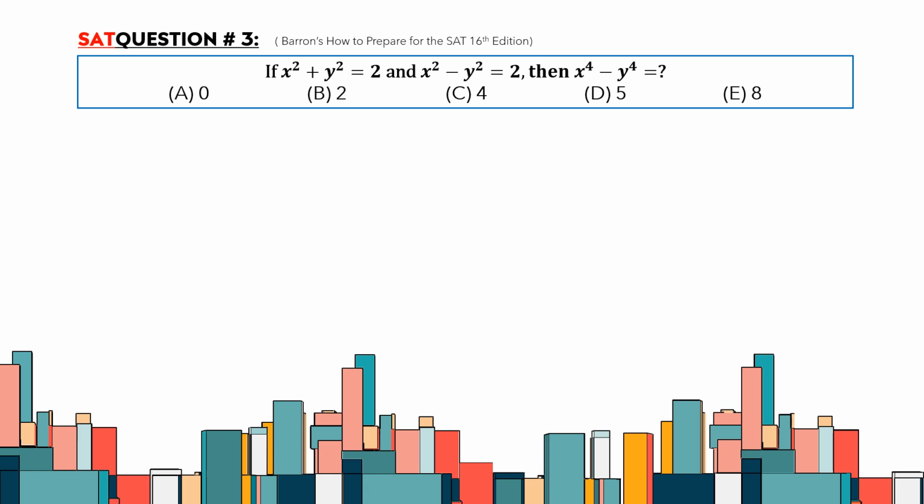If x squared plus y squared equals 2 and x squared minus y squared equals 2, then x to the 4 minus y to the 4 equals 2. So we have x to the 4 is the same thing as x squared all squared. And then y to the 4 is the same thing as y squared all squared.